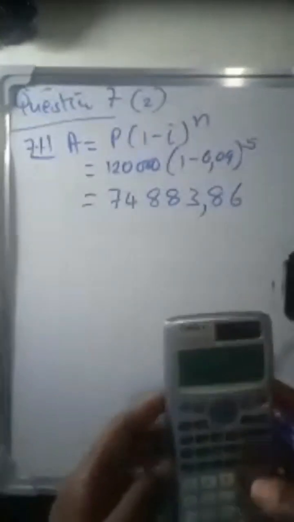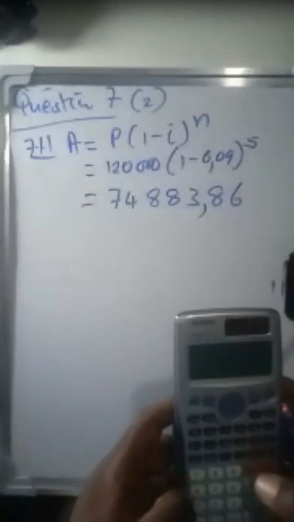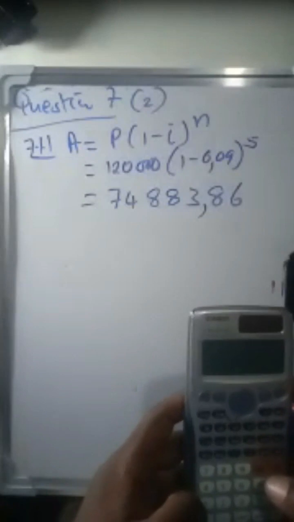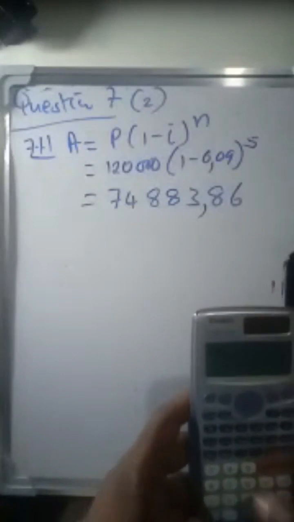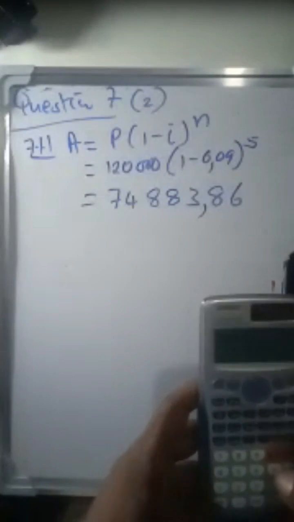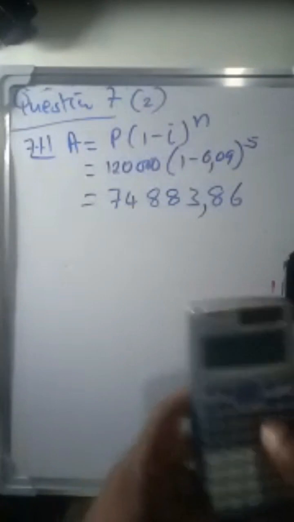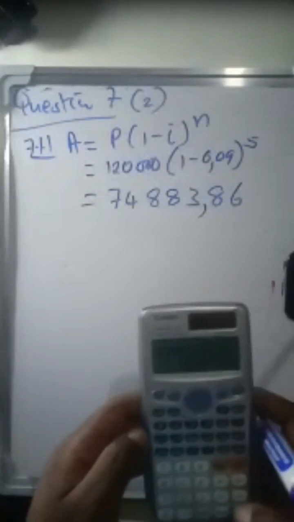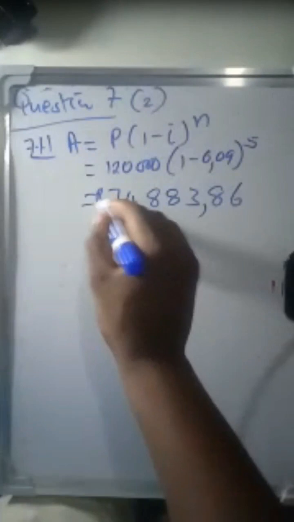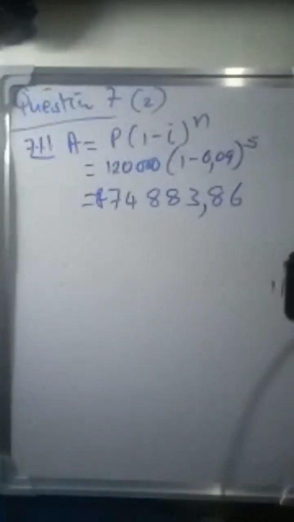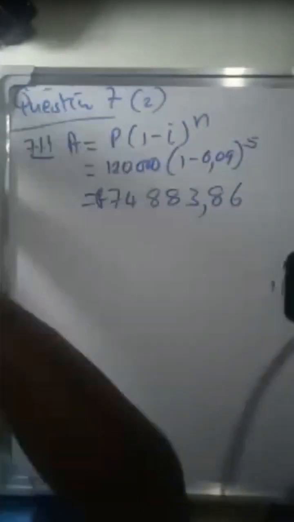86. Okay. Are we getting the same, Leslie? Is it Leslie who's speaking? Yes, sir. Okay. Others, are we getting the same? Yes, sir. All right. Yeah, that's correct. 86. So that is the scrap value. So it means the machine, after 5 years, has a value of 74,883.86. Okay. I sense that this one is a sinking fund.